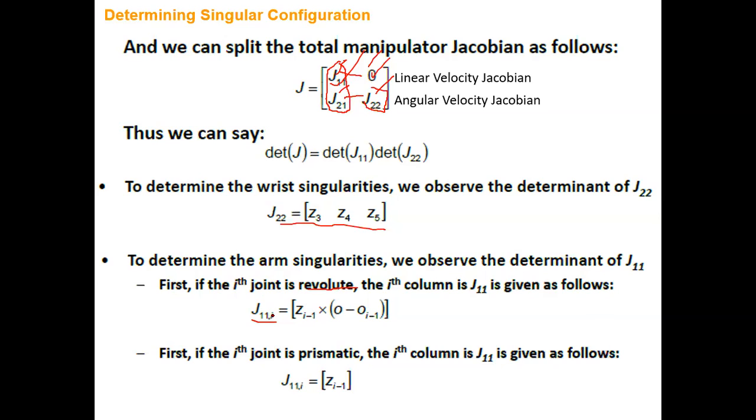Now here i could be 1, 2, 3, because we have 3 of them. J11 first one, J11 second one, J11 third one, meaning J11_1, J11_2, J11_3, column-wise. Does it make sense?